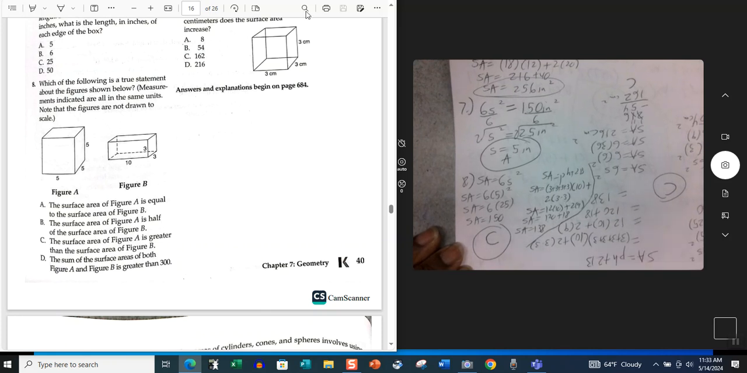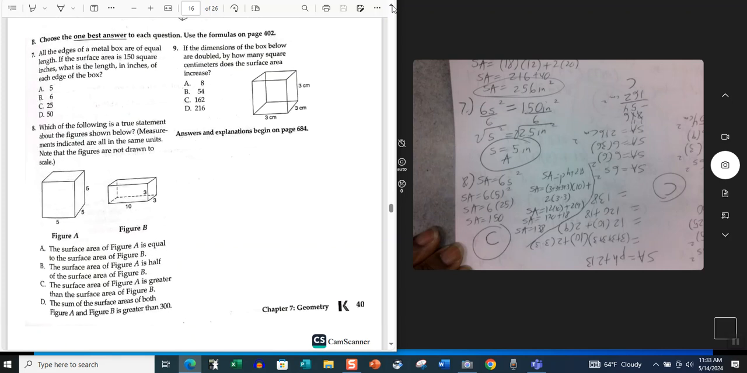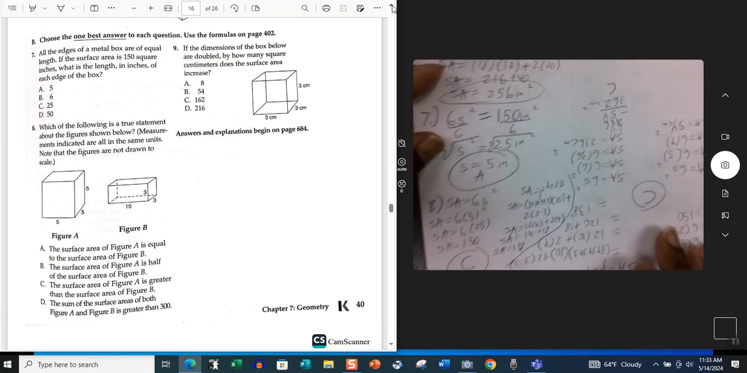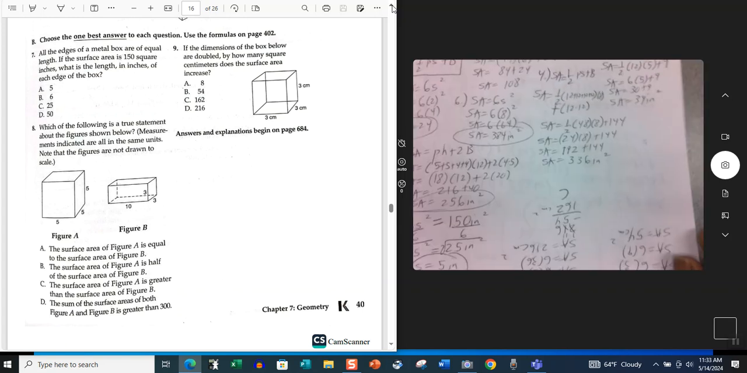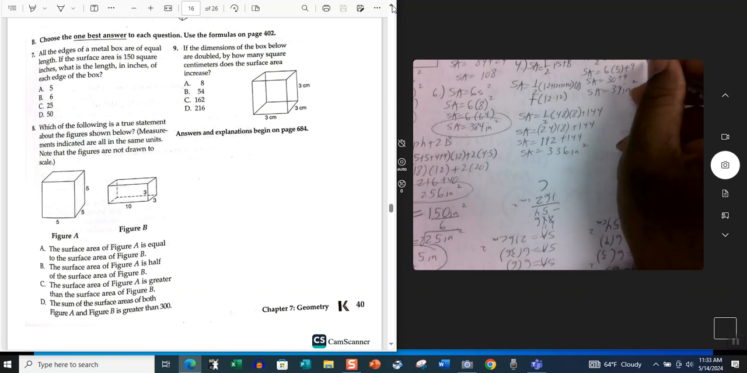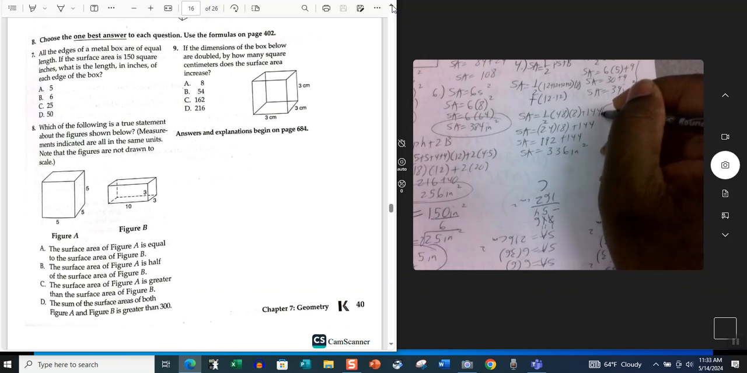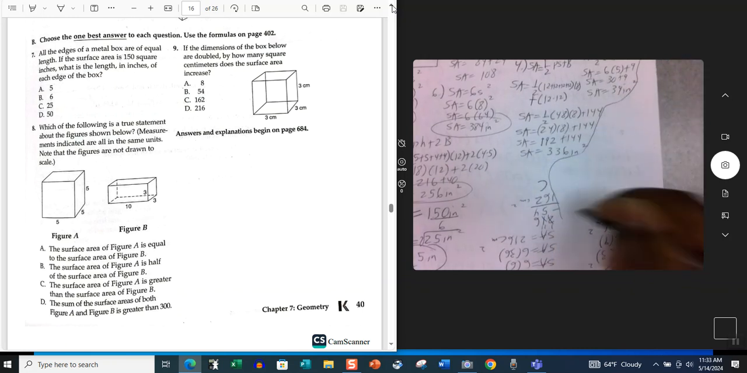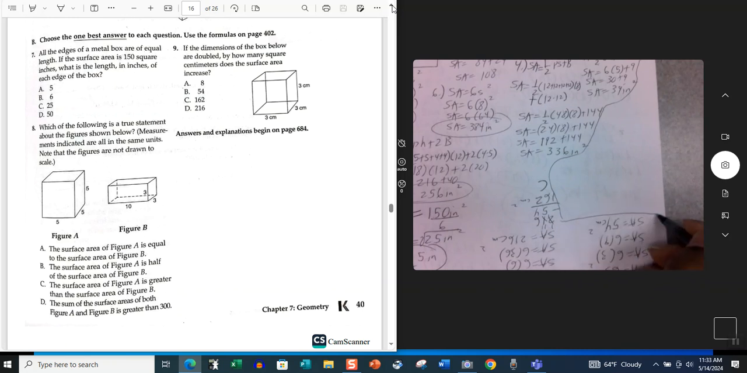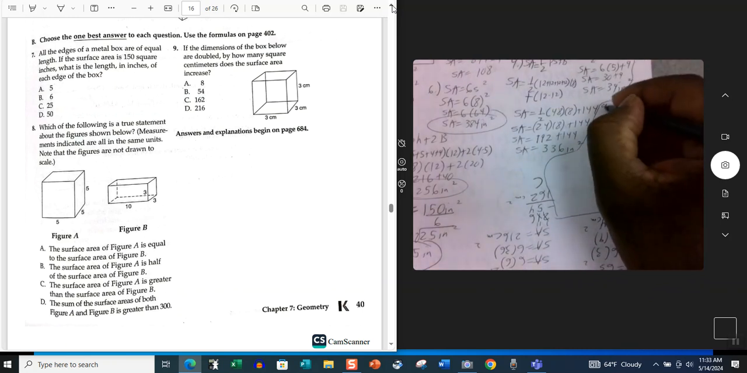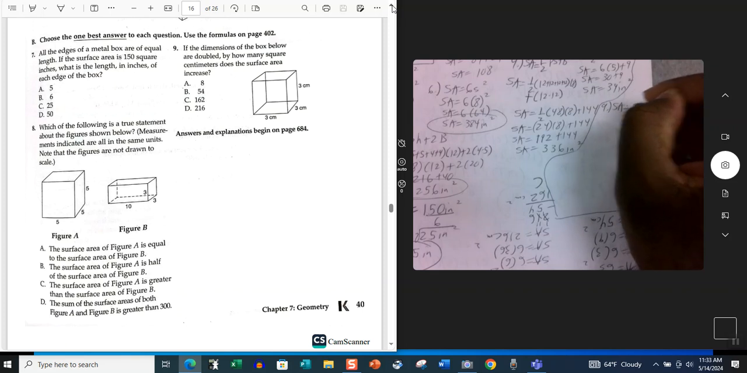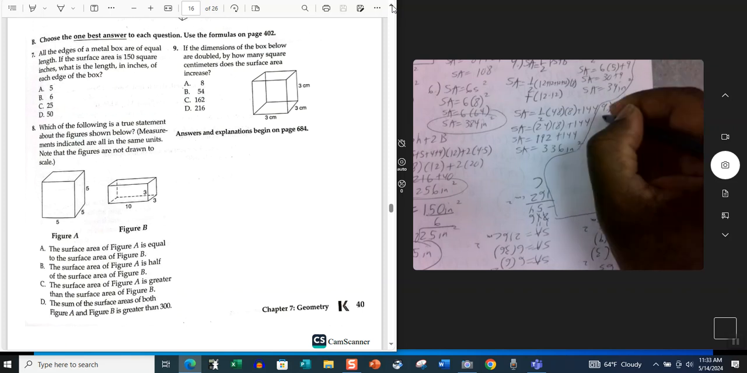So now we go to the last problem, which is problem number 9. It says, if the dimensions of the box below are doubled, by how many square centimeters does the surface area increase? Okay, now if you notice here, all of the sides are the same. So since all of them are the same, that means that we would do the square prism. So first we have to do the surface area of the regular square prism. So the surface area would be 6s squared.